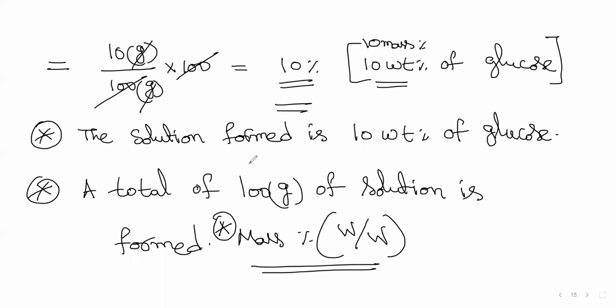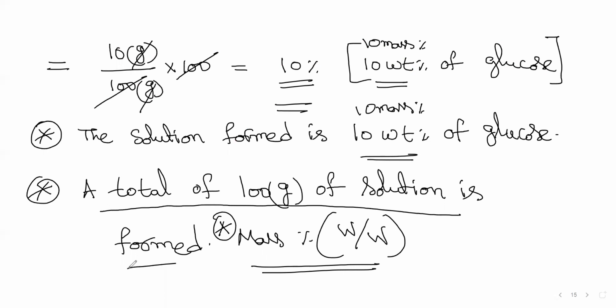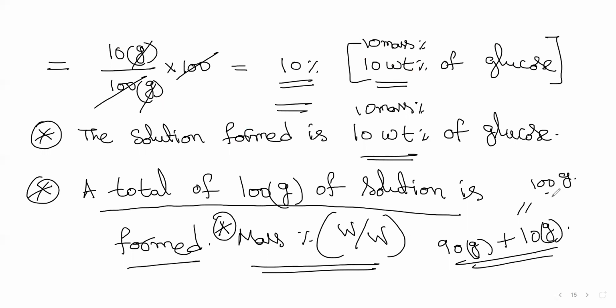The next one is the solution formed is 10 weight percent of glucose, or you can write 10 mass percent of glucose. So what does it mean? A total of 100 grams of solution is formed. So when you add up, 90 grams of water is mixed with 10 grams of glucose. So that's how they merge together to form the 100 grams of total solution. That's what the total mass of the solution is.